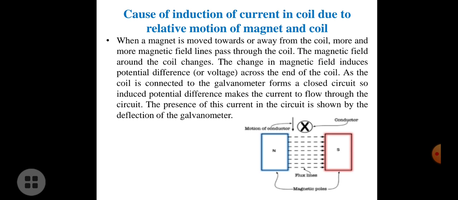The magnetic field around the coil changes. The change in magnetic field induces a potential difference across the ends of the coil, and as the coil is connected to the galvanometer, it forms a closed circuit. So the induced potential difference makes the current flow through the circuit. The presence of this current in the circuit is shown by the deflection of the galvanometer.